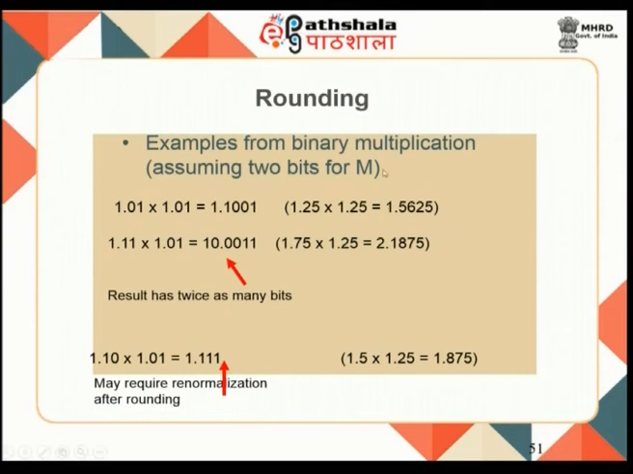So, this is an example for binary multiplication. Always remember that when you multiply two numbers with n bits, the result is going to have 2n bits. So the result has twice as many bits, and the result that you get will not be in normalized form. You will have to normalize it, and the extra bits will have to be removed in some way. Rounding will have to be done. So this is an example here: when you do 1.10 times 1.01, you get 1.111, and this may require renormalization after the rounding process happens.